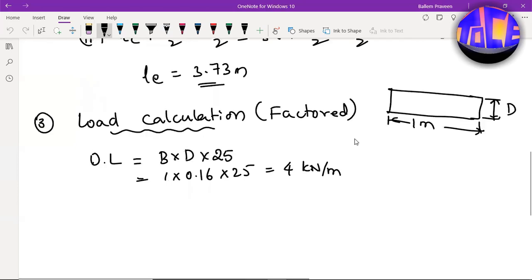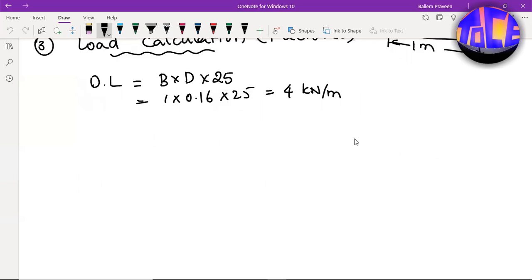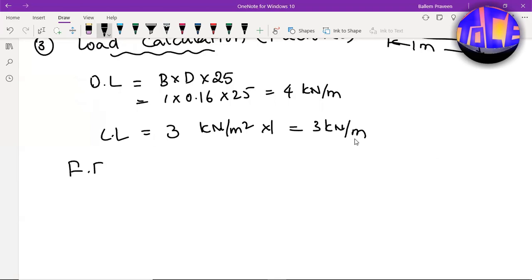Now let us find the live loads. The live load is mentioned in the question itself. He has provided the live load as 3 kilonewton per meter square. Multiplying by a unit meter, that is 1 meter, it comes to 3 kilonewton per meter. Similarly, the floor finishing is mentioned as 1 kilonewton per meter square, so multiplying by unit meter it comes to 1 kilonewton per meter.